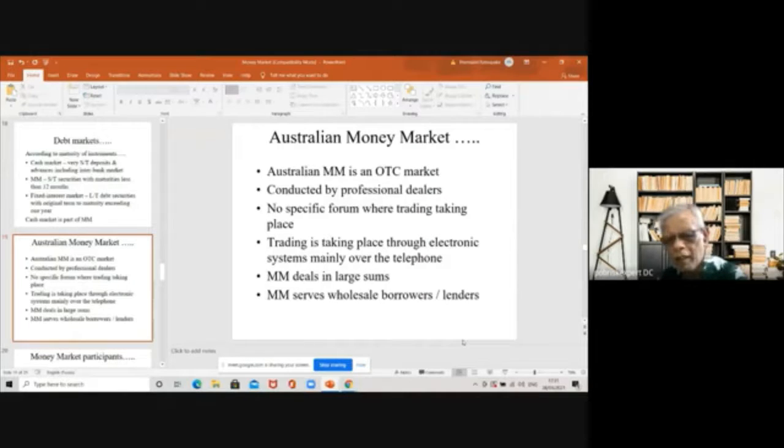where when the trading takes place through the telephone, the voice recording has to happen to keep a track of the transaction negotiated. And the electronic systems, Reuters or Bloomberg, should be retrievable to overcome any misunderstandings with the negotiation of the transaction. Money market deals in large sums. Money market serves wholesale borrowers and lenders, whereas there should be other entities ready to market them in the retail markets.